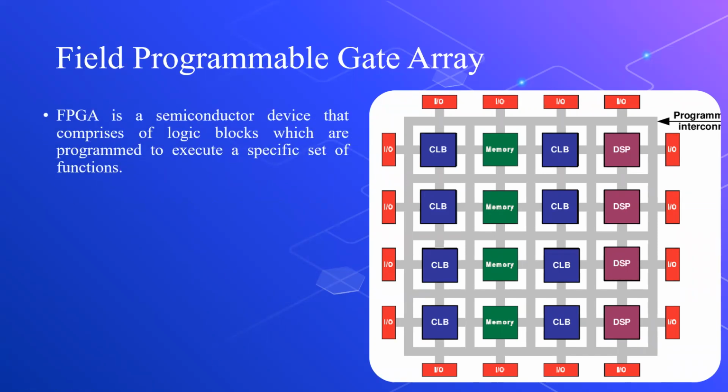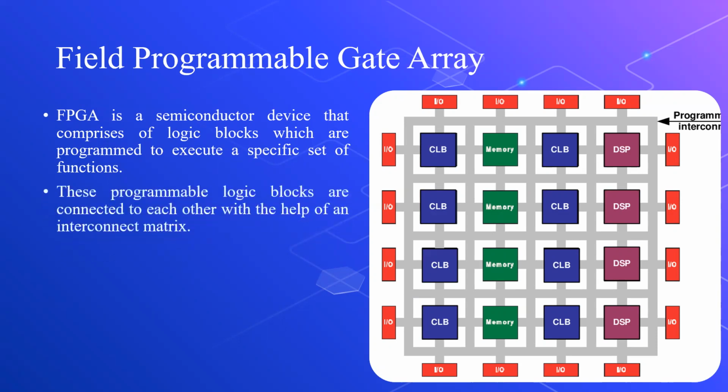FPGA is basically a semiconductor device that comprises logic blocks which are programmed to execute a specific set of functions. So whichever functions we are giving by using a high level language, all those functions will be converted into machine level or binary language, and with this binary level language we are operating all the blocks available in the FPGA architecture, like configurable logic blocks, memory, and digital signal processing blocks.